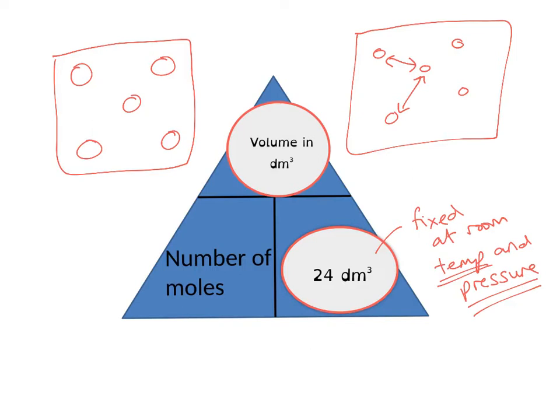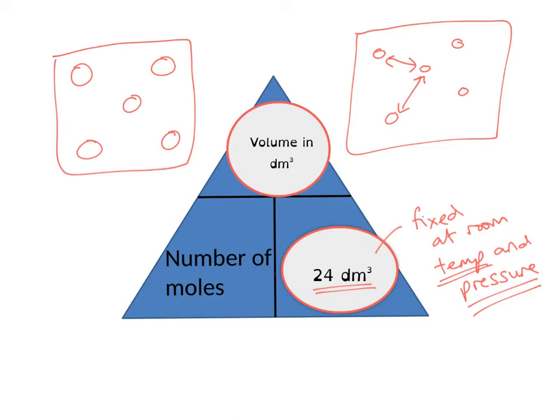The other great thing about gas calculations is this number here, 24 decimetres cubed, would be given to you in a question. So in a question you would expect to be given the volume in decimetres cubed, you'd be given the 24 and told that that's the volume of 1 mole, and you'd have to work out the number of moles.